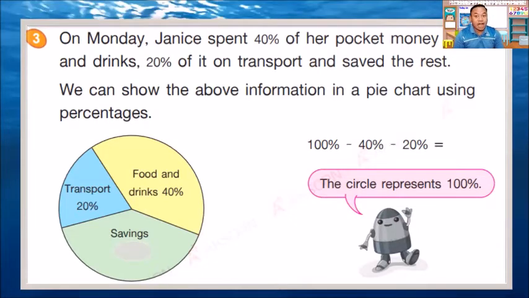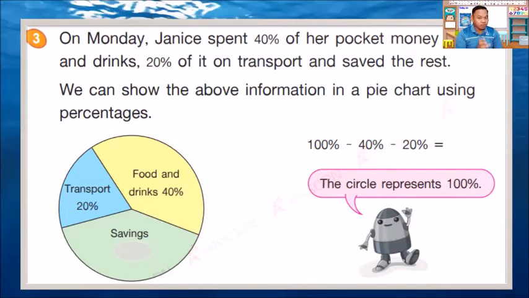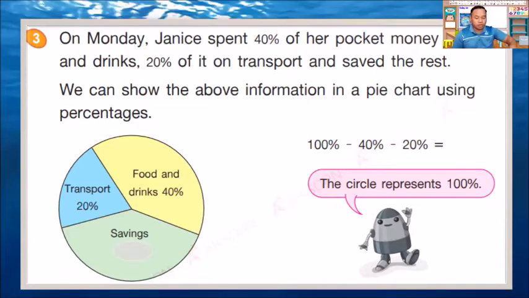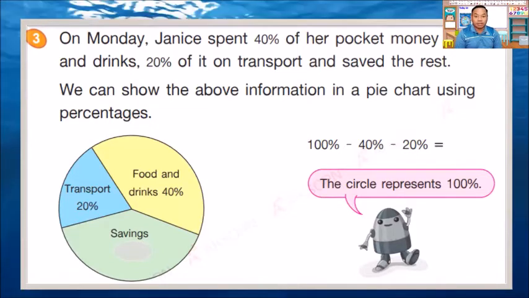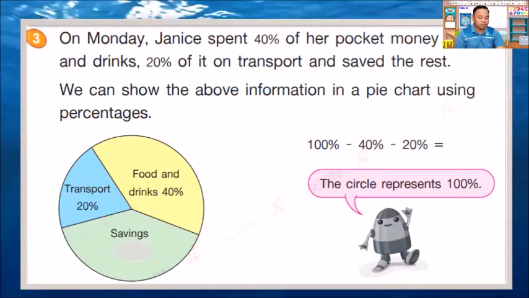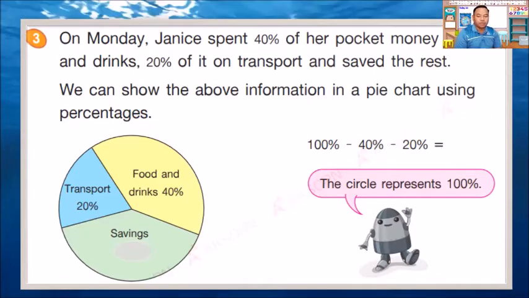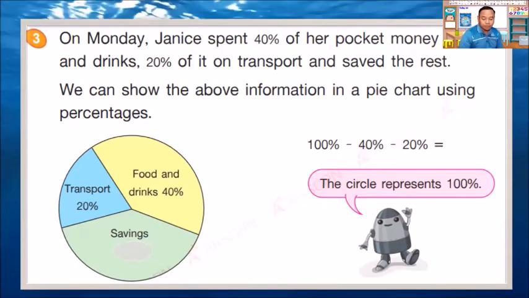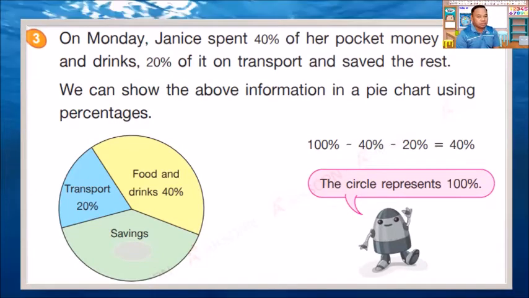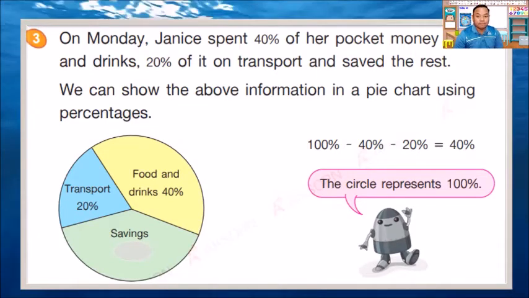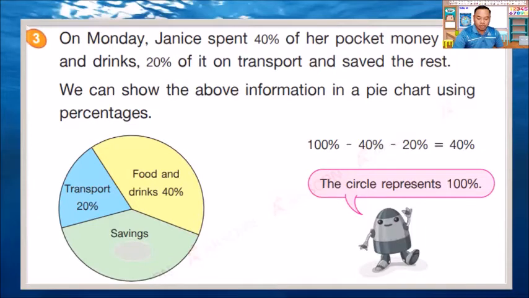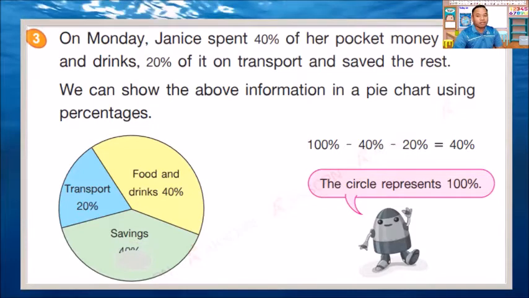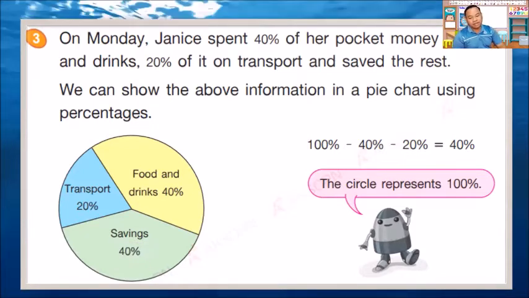And of course, how much do you think is her savings? Very simple, right? The total percentage of the circle is 100. So just subtract 100 minus 40% minus 20%, which equals 40%. So the percentage that Janice saved from her pocket money is 40%. Understand?